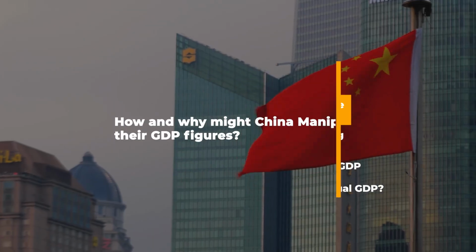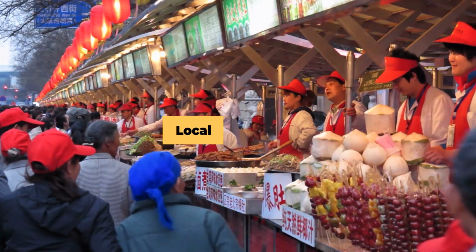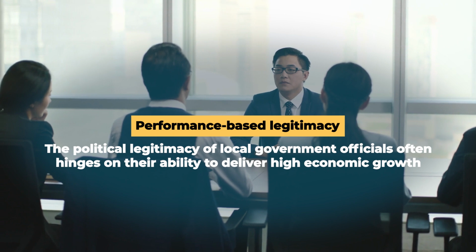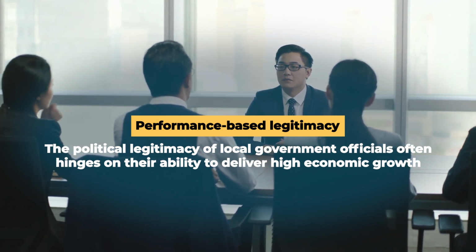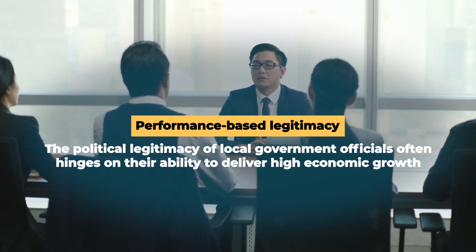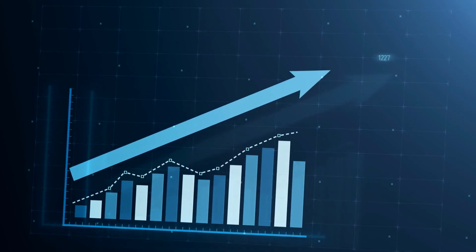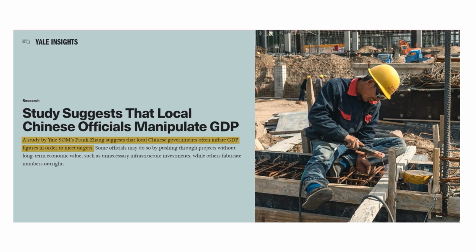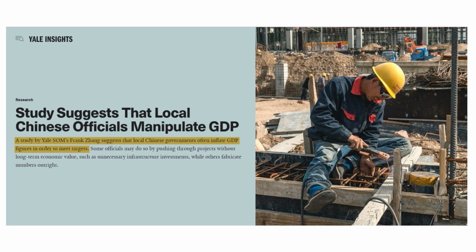The roots of this potential distortion trace back to the relationship between China's central government and its local counterparts. In China, there's a culture of performance-based legitimacy. The political legitimacy of local government officials often hinges on their ability to deliver high economic growth. They're under constant pressure to fulfill ambitious growth targets set by the central government, a pressure that can incentivize them to inflate their numbers. A study conducted by Frank Zhang at Yale University suggests that local Chinese governments often inflate GDP figures in order to meet targets.